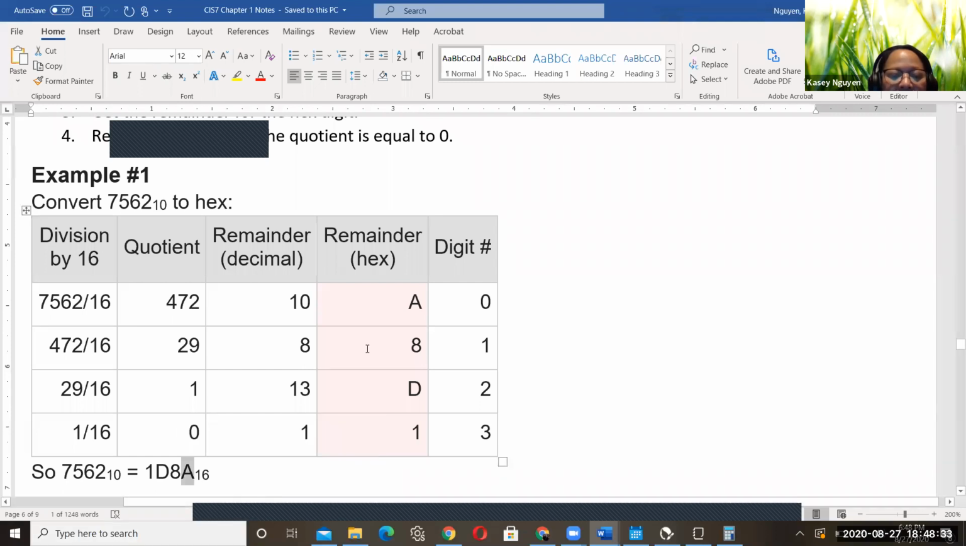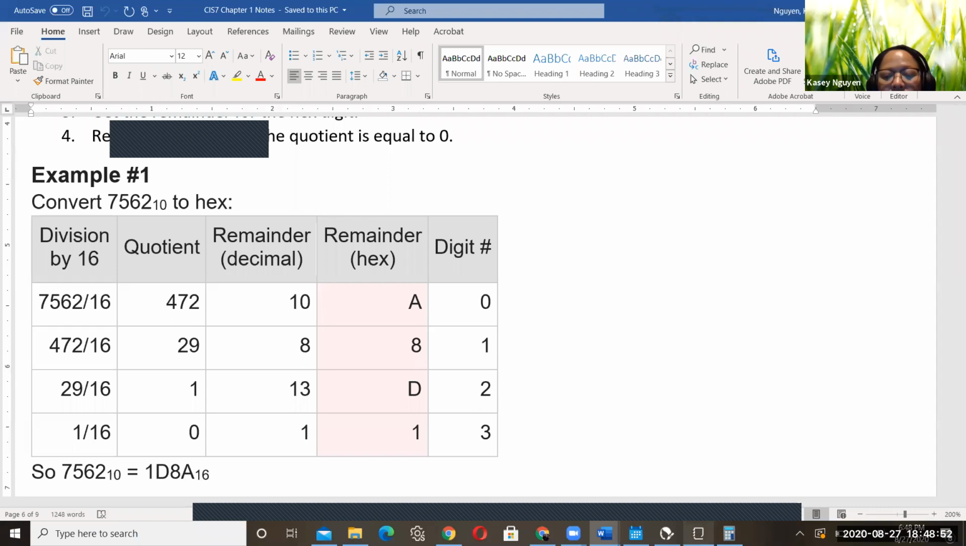Okay? And then the next digit is 8. And then the next digit is D. And the next digit is 1. So the first remainder is going to be on your most right when you go through the division.